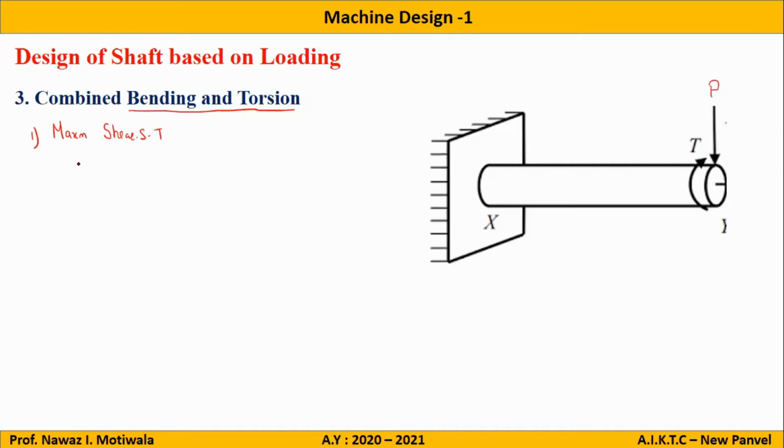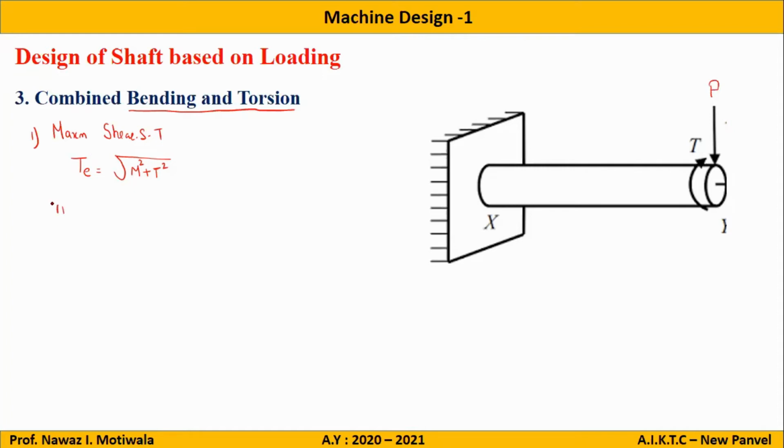Maximum shear stress theory is what? In this theory, we find out the equivalent torque. The equivalent torque is given by the square root of M square plus T square. But M we already know. What is torque?